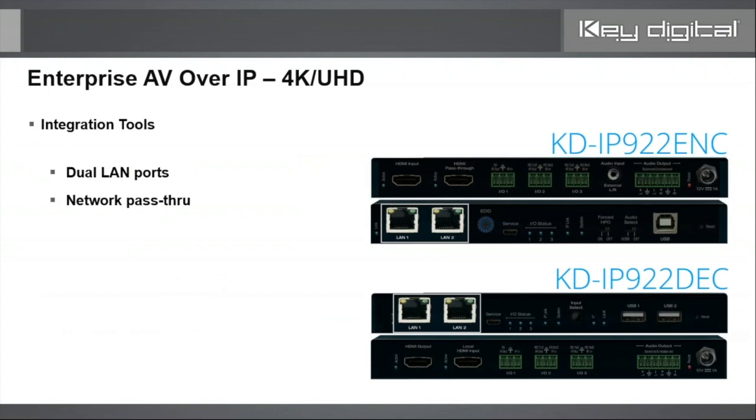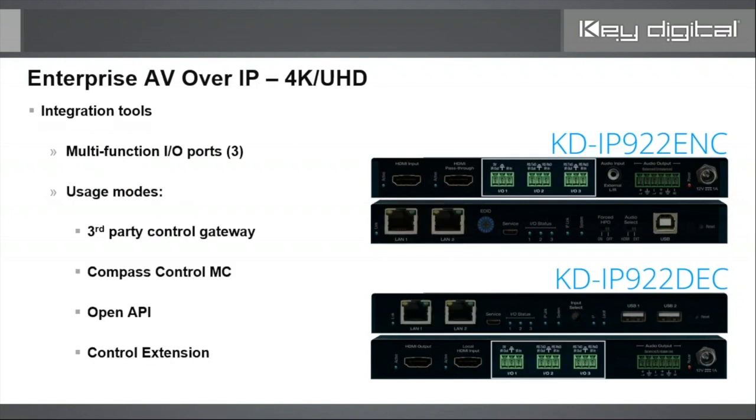The 922s have dual LAN that you could use to pass through your network. For example, if you need to control your source or display over IP, this is a great way to get those connected source or display devices onto the network. It's like a two-port network switch that is built into each encoder or decoder.